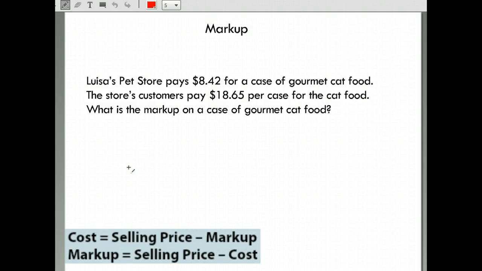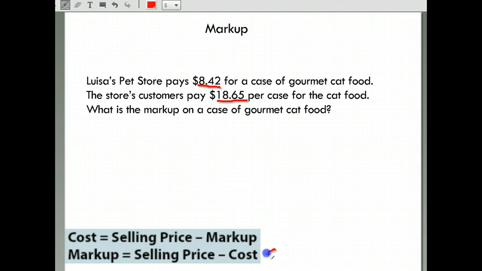They're not going to be able to pay for their employees. They're not going to be able to pay for rent on the building. Okay, so they have to mark up the price. Here we have Louisa's Pet Store, and they pay $8.42 for a case of gourmet cat food. The customer pays $18.65 a case for cat food. What is the markup on a case of gourmet cat food?